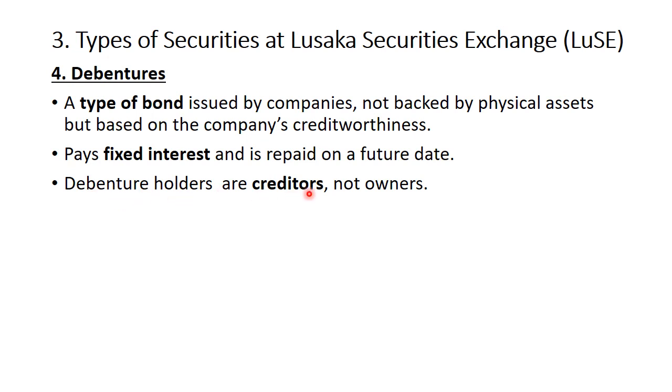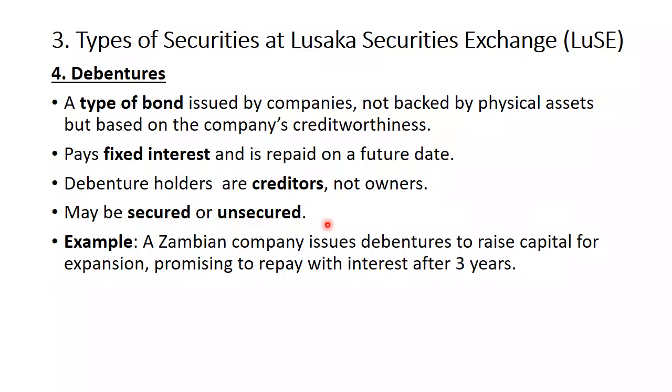Debenture holders are creditors, not owners, meaning that if a company has debentures, there are debenture holders. Those debenture holders are not part of the company, they don't own the company, but they are creditors to the company, which simply means they are people who have given money to the company and the company has to pay back, but they don't have a say in the running of the company. They are just people who have lent money to the company. Debentures may be secured or unsecured. For example, a Zambian company issues debentures to raise capital for expansion, promising to repay with interest after 3 years.